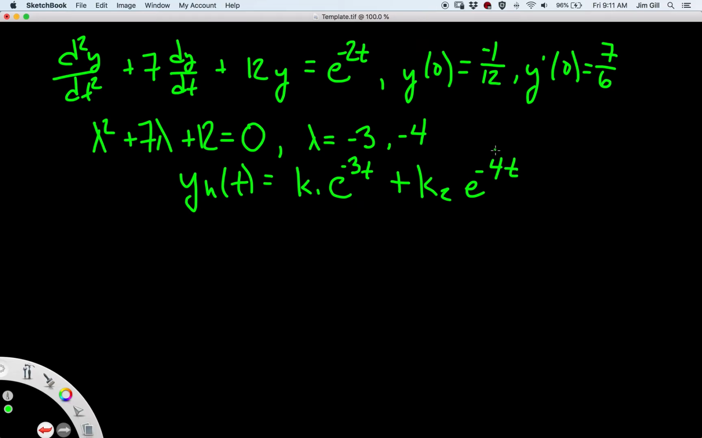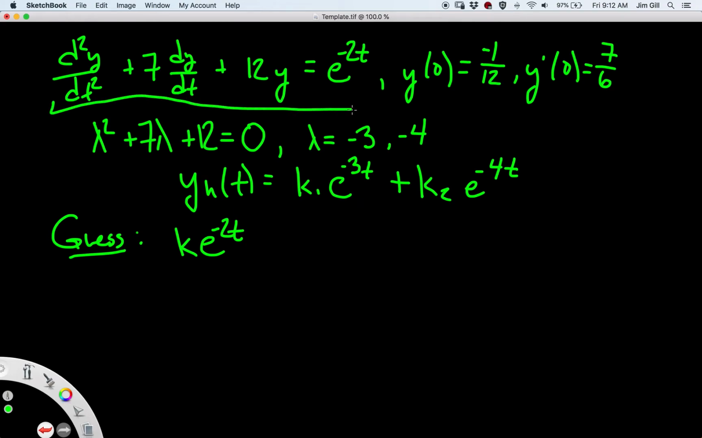Okay. Now we want to solve the particular problem, so we need to make a guess. And our guess is going to be some constant k that we don't know times e to the minus 2t. That's what we're looking for, k times e to the minus 2t. Now, if this was a solution, then we could plug it back into the original equation and get something true. So that's what we're going to do.